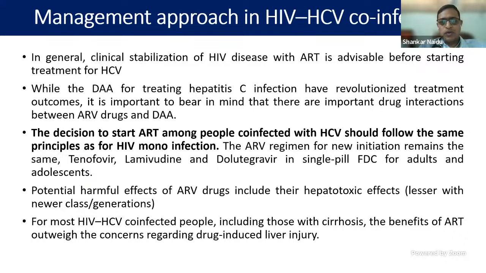So certain rules that we need to follow in patients with co-infection of hepatitis C and HIV are: before we start HCV therapy, we should always stabilize the HIV infection clinically. While the direct-acting antivirals have revolutionized the treatment of hepatitis C and significantly improved outcomes, there can be significant drug-drug interactions between these antivirals for HCV and the drugs that we use for controlling HIV infection. So we should have knowledge about these important drug interactions, which I will be showing in the next slide.